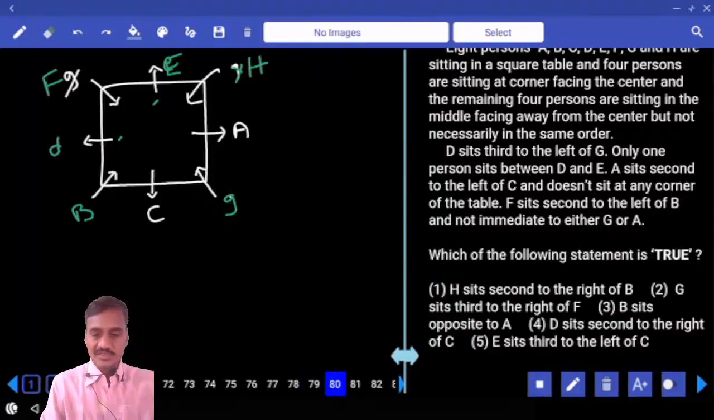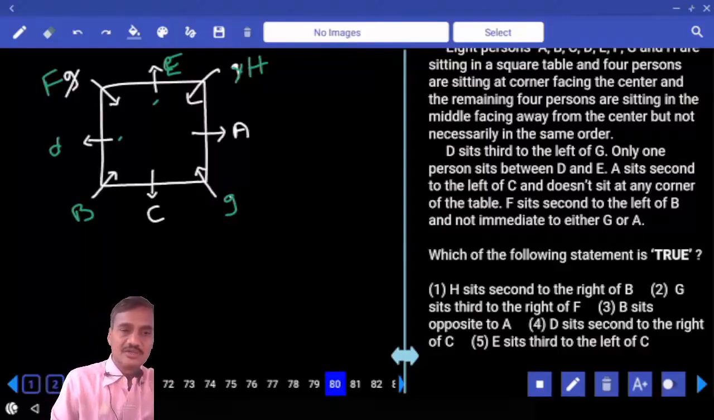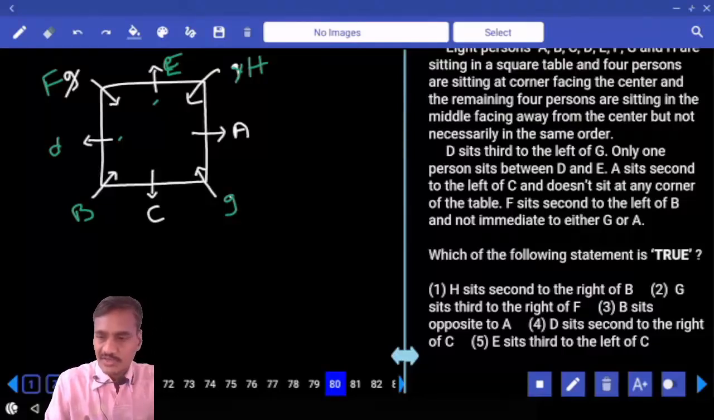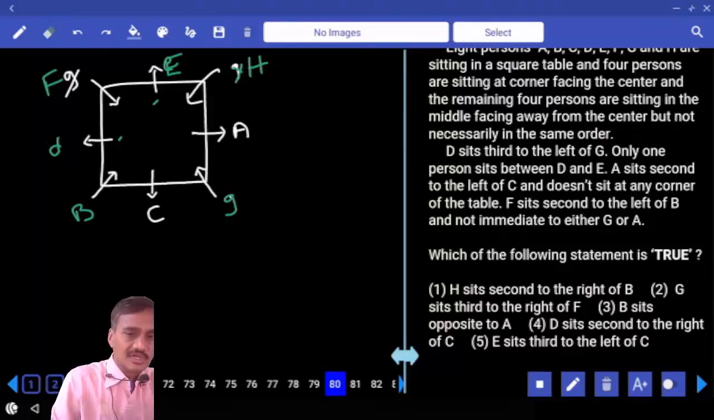Then coming to question 80. Now in this 80, which of the following statements is true? H sits second to the right of B. True or false? H is seated second to the right of B is false, because they are opposite to each other. G sits third to the right of F. G third, that's again false. D sits opposite to A. That's again false. D sits second to the right of C. D is seated second to the right of C, definitely true. E sits third to the left of C. E is third to the left of C, that's again false. Hence what is your answer? Choice 4, question number 80.